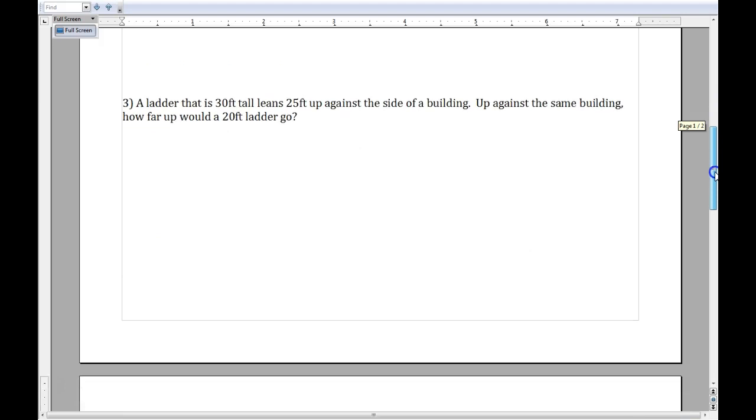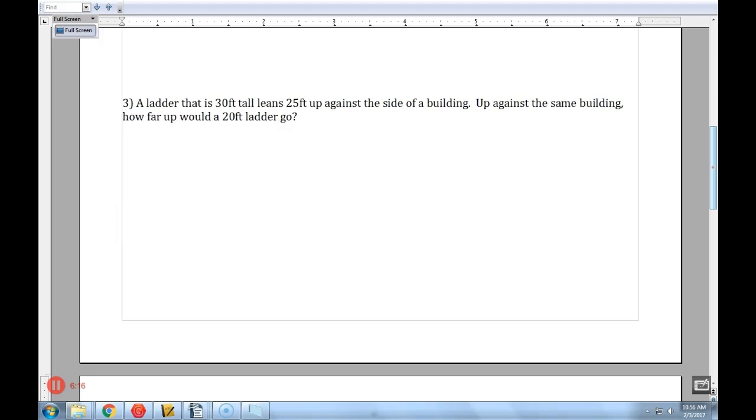Now, coming down here on the bottom, this one's a little bit different. A ladder is 30 foot tall, leans 25 feet against the side of a building. So let's kind of draw that down here. I'd start with the ground, and I have some building, and then I'm going to lean a ladder up to it. There's the ladder. And it's a 30 foot tall ladder, so the blue there is 30. It leans 25 feet up against the side of a building, so it reaches a height right here of 25 feet.